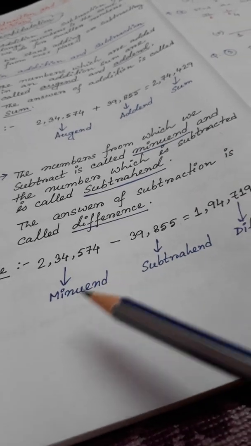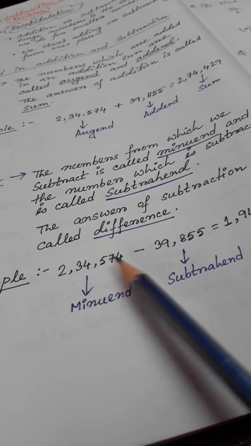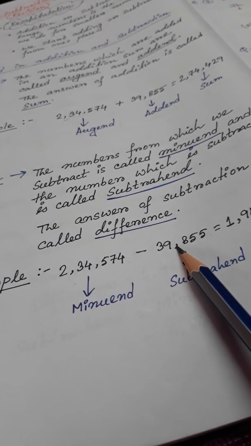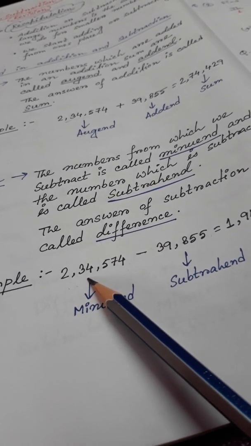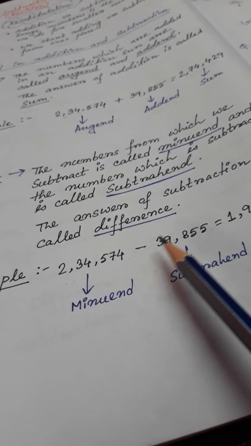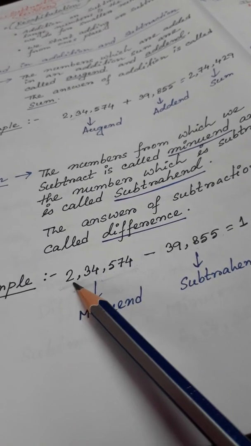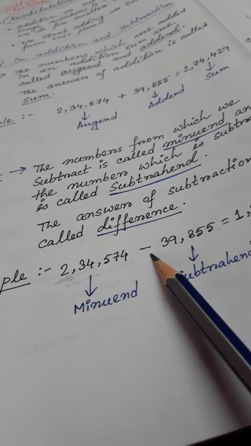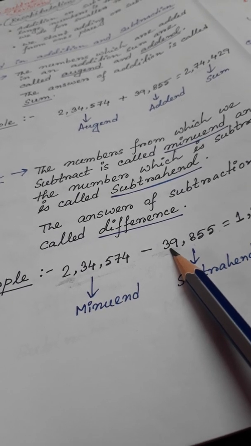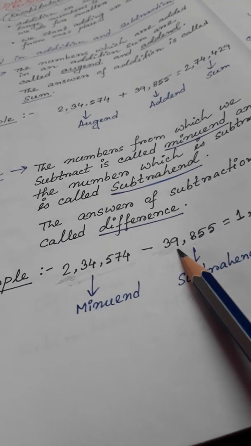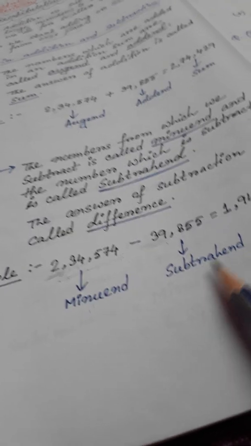So see this example. Here we subtract 39,855 from 2,34,574. So subtract this number from this. This is the large number. See, its largest place value is 2 lakhs, and here there is no lakhs place, only the 10,000s place, that means 39,000. So this is the smaller number. This number is called the minuend, and this number is called the subtrahend.